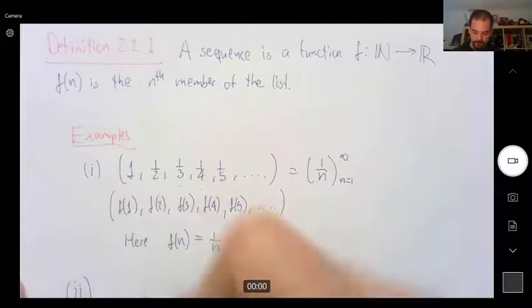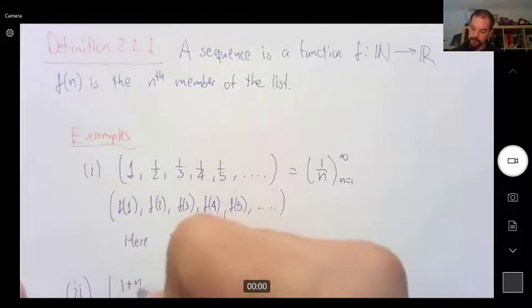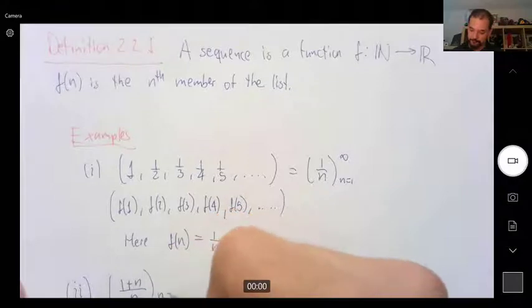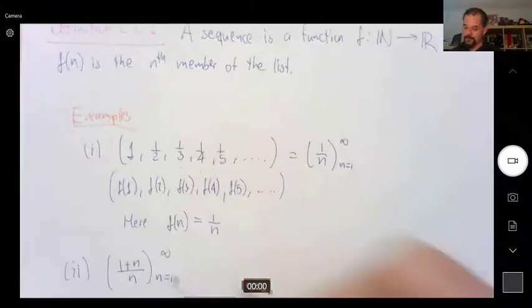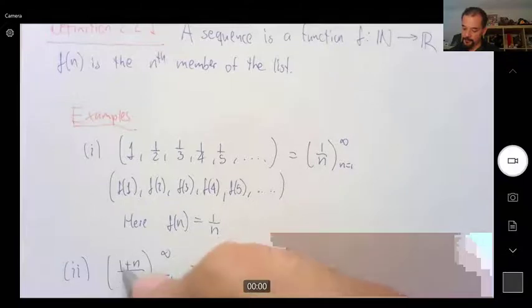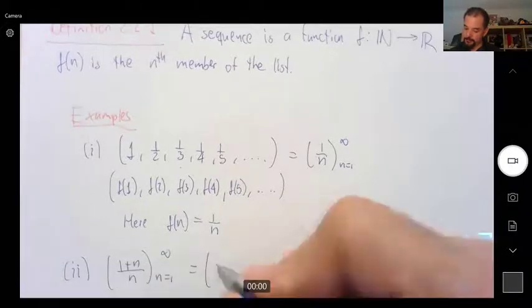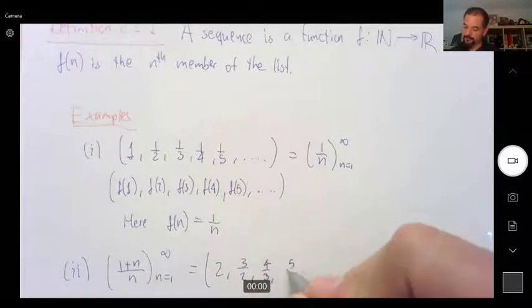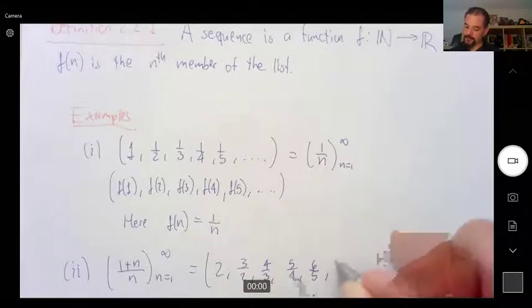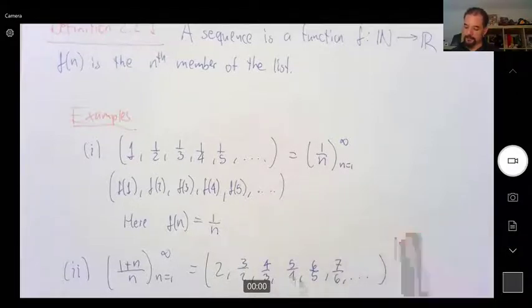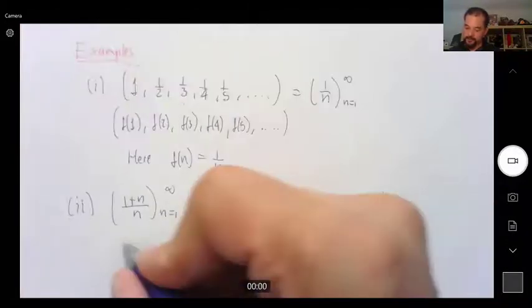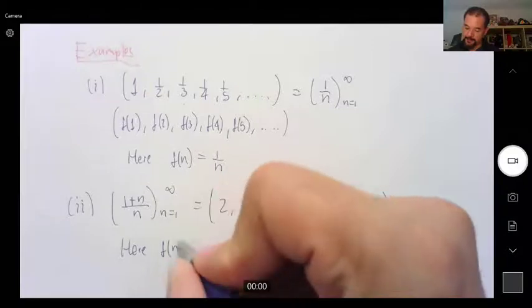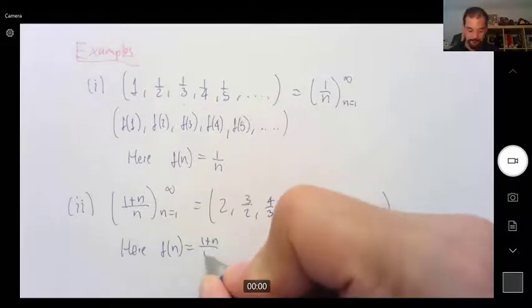So here's a few others. So for example, it could be this one, 1 plus n over n, from 1 to infinity, right? So the first one would be when n is 1. So this would be 2. And then after that is when n is 2. So that's 3/2. And then 4/3. And then 5/4. And 6/5. And 7/6, etc. Right? In general, the formula is n plus 1 over n. So here the function is 1 plus n over n.